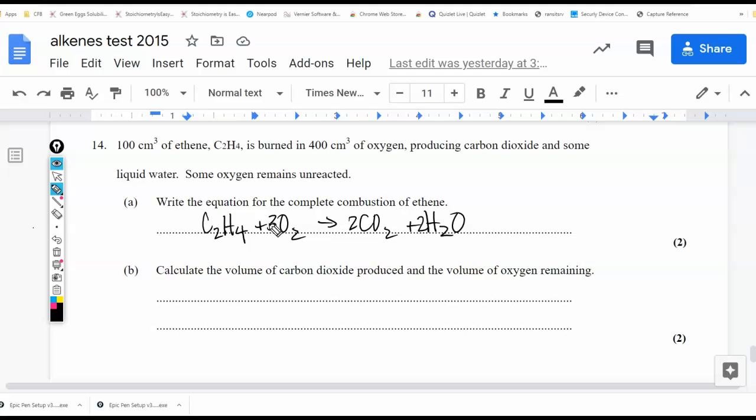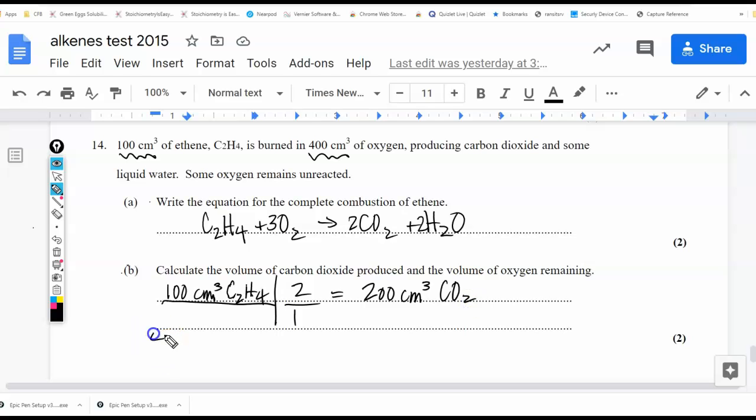All right, so calculate the volume of carbon dioxide produced and the volume of oxygen remaining. Okay, so I have 100 centimeters cubed of ethene and 400 centimeters cubed of oxygen. And if you remember Avogadro's law, you remember that these can be converted using the mole ratio. So I have 100 centimeters cubed of C2H4, and I'm going to use my mole ratio. I want to know the volume of carbon dioxide, a 1 to 2 ratio. So using that one as my limiting reactant, I would get 200 centimeters cubed of CO2.